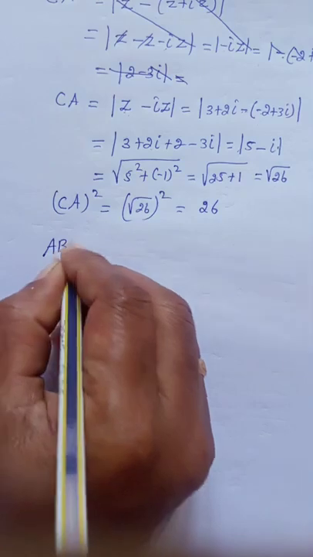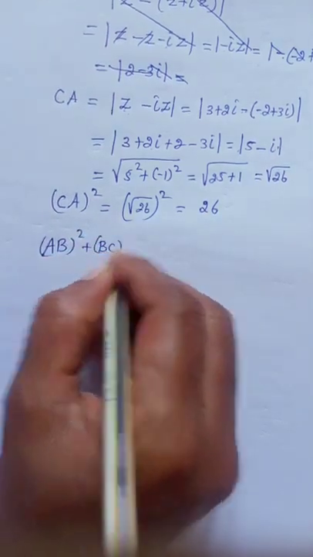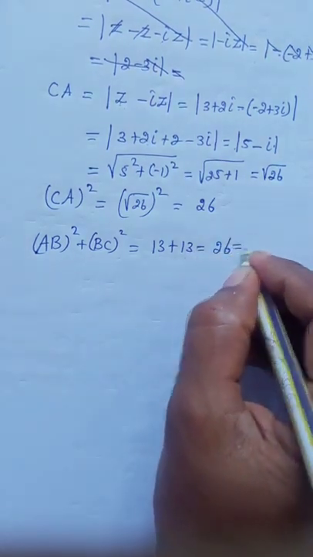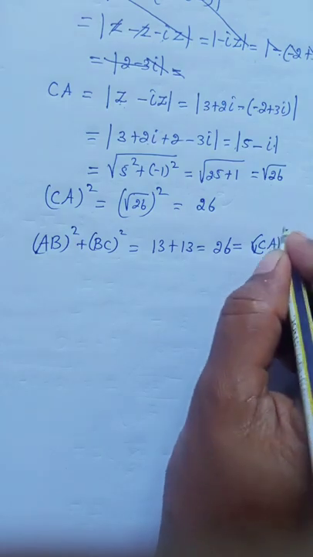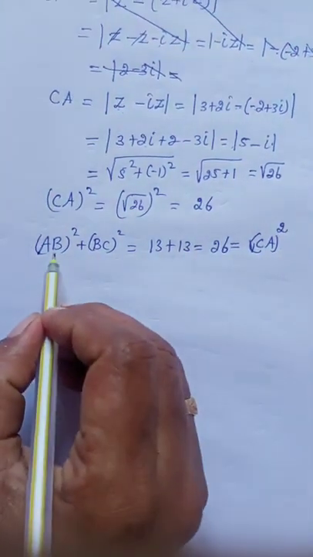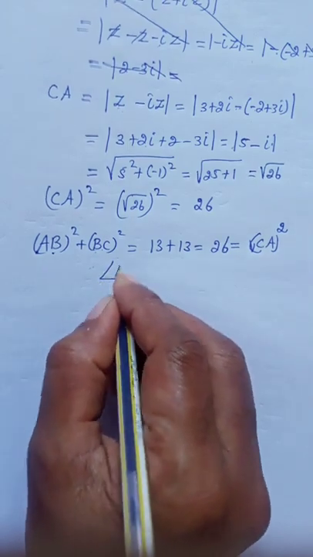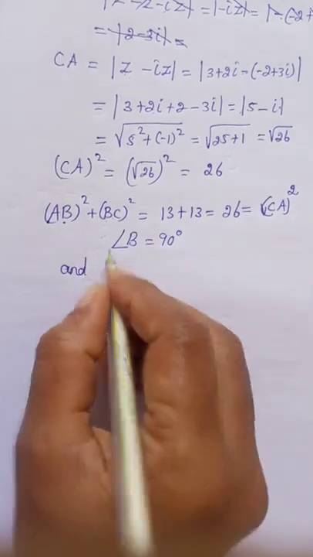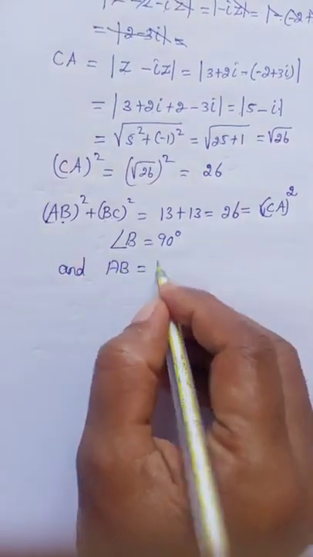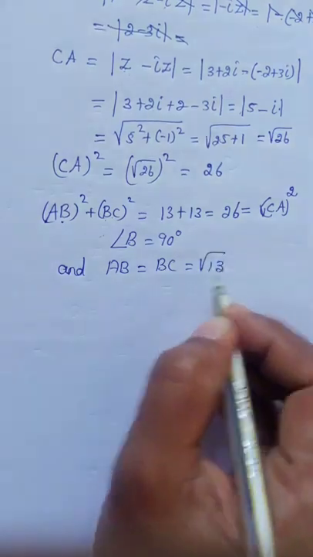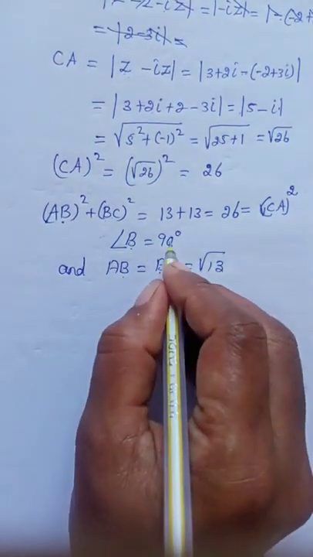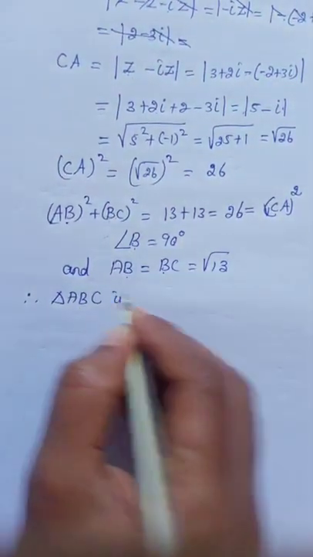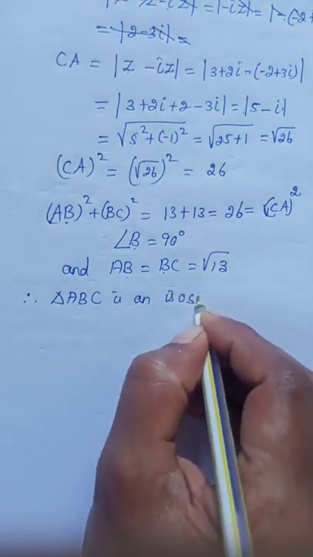So, see, AB the whole squared plus BC the whole squared is equal to 13 plus 13, which is equal to 26. That is CA the whole squared. So here B is common, isn't it? So it is understood angle B is equal to 90 degrees, and we got AB equal to BC, equal to root 13. So two sides are equal and one angle is equal to 90 degrees. Therefore, triangle ABC is an isosceles triangle.